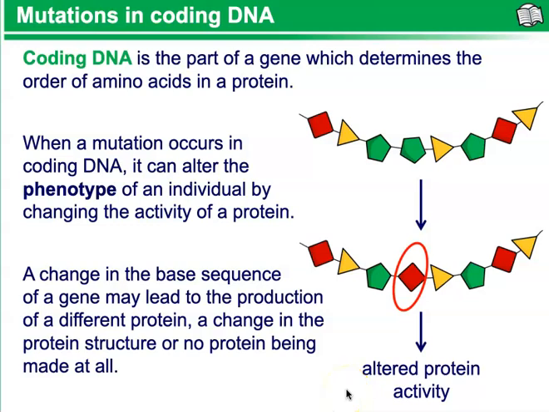So here we see an altered protein activity. This protein initially was here, and now it becomes this. This would cause this entire polypeptide chain to fold differently into a protein that is not like the previous protein.